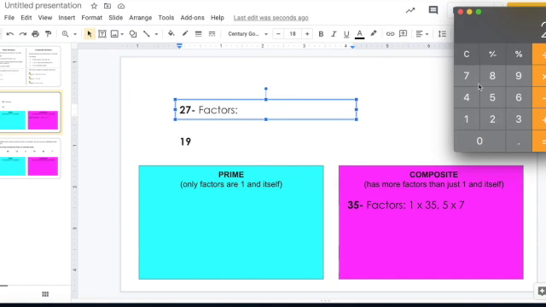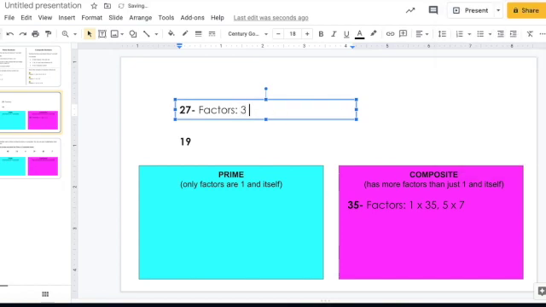So if I took the number 27 and I started by dividing it by 2, I can see if 2 is a factor of 27. But I get an answer that has a decimal, so that means that 2 is not a factor of 27. So let's say I took 27, now I'm going to try and divide it by 3, and I get a whole number. That means 3 times 9 equals 27. So I can make 3 times 9 factors.